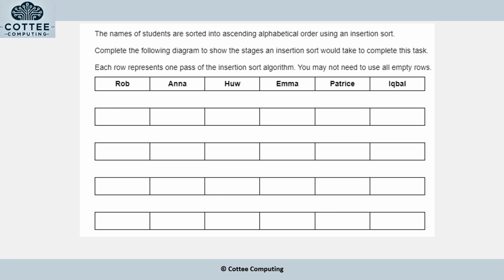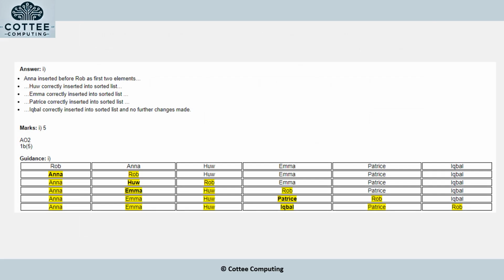This one's insertion sort. So an insertion sort, I would just write it down in that little box at the bottom like you've got there. But you can write it in a list if you wanted to, like they've done at the top. So you've got Anna inserted before Rob as first 2 elements, Hugh correctly inserted, Emma correctly inserted, Patrice, and then Iqbal.